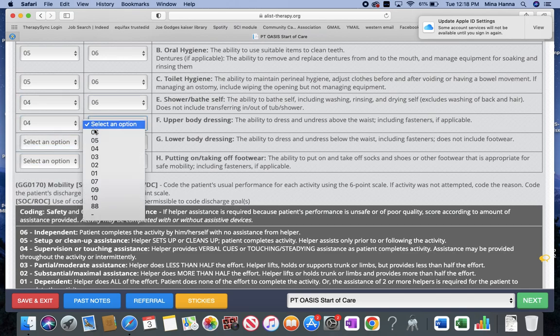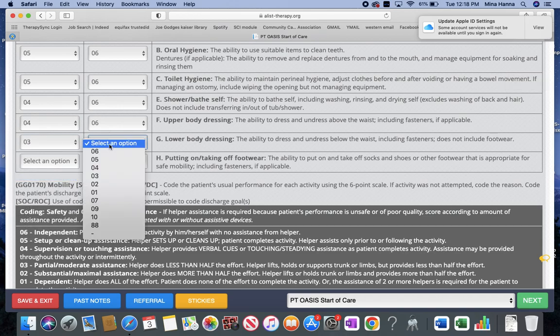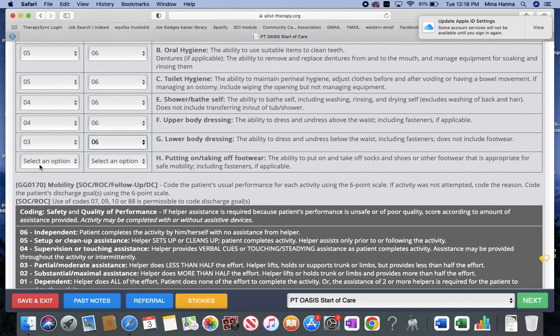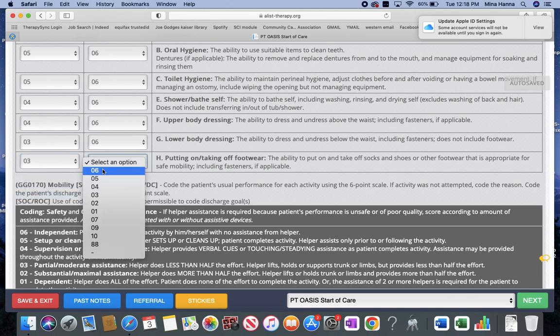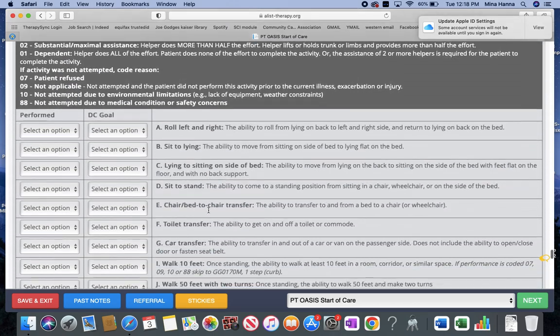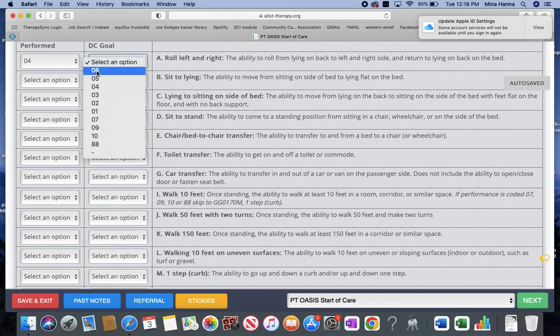Upper body was kind of the same thing as far as dressing. Lower body, he needed some help. Maybe he was a 3. So we make him a 6 as well. Putting on, taking off the shoes, that might be tough for a total knee. So again, we put it as a 3. And then here, based on your assessment, you're just going to run and give this person.